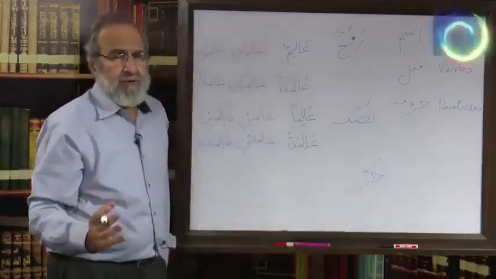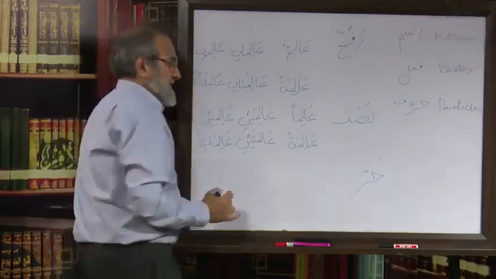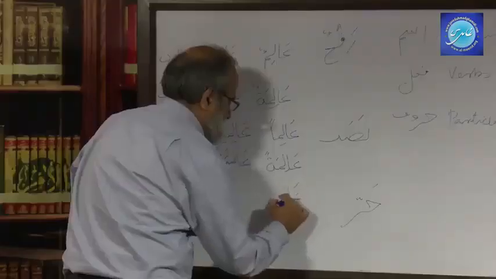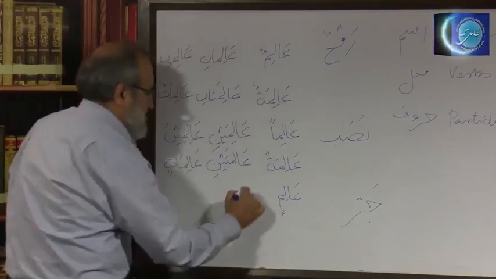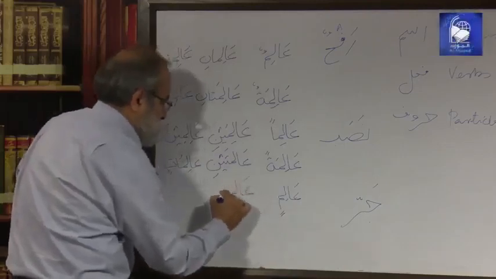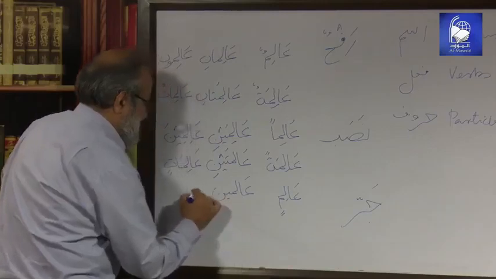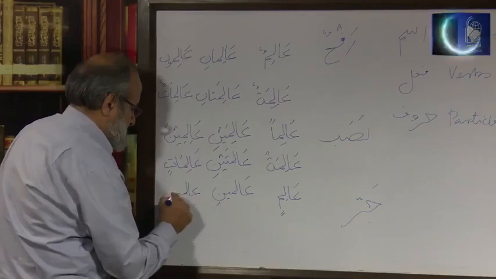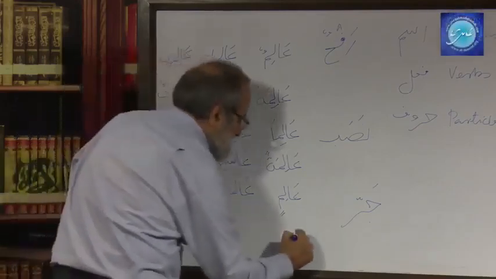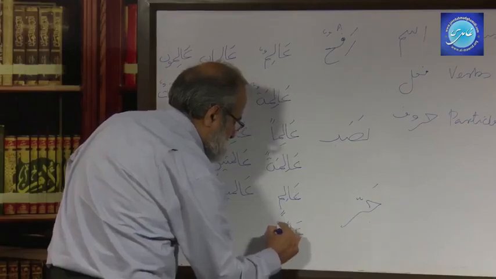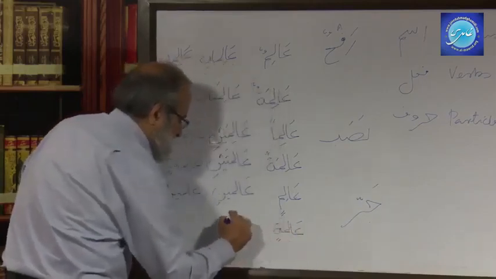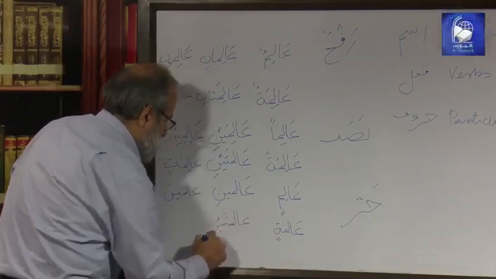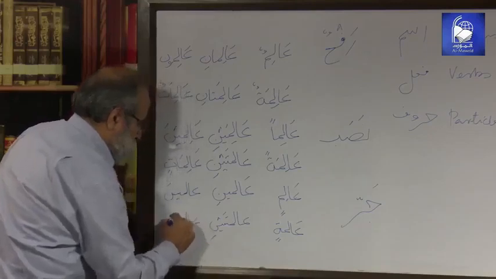And Jar, its appearance is not very different from the appearance of Nasab, except in the case of the singular nouns. Aliman would become alimin, and the rest are the same. It's alimaini, it's alimina, it's alimatin from alimatan in the case of Jar, alimataini, and alimatin.